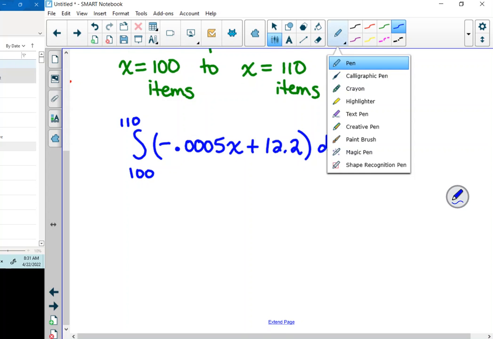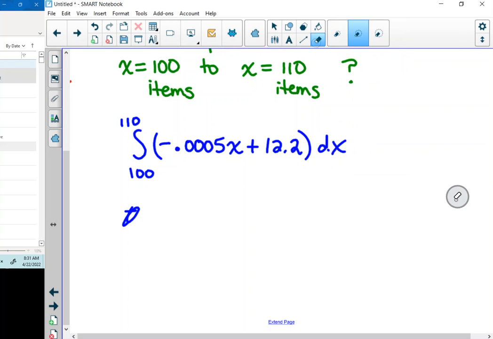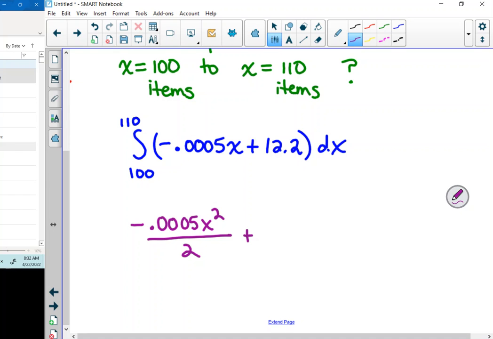All right, so let me hit this with my little antiderivative powers. So let's see, so negative 0.0005 x squared divided by 2. That's a little awkward, but we'll make it work. Plus 12.2x. Different notation. I think we were looking at this in the notes. This is just another way to remind yourself this is calculus notation.